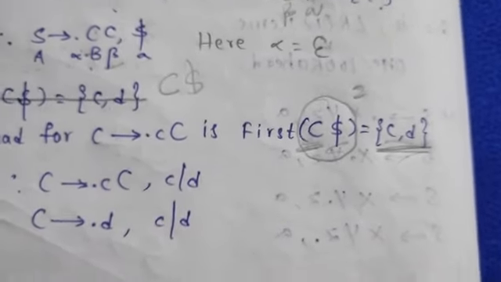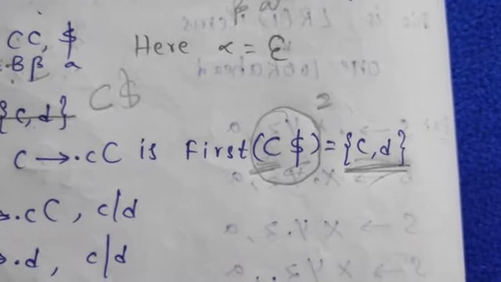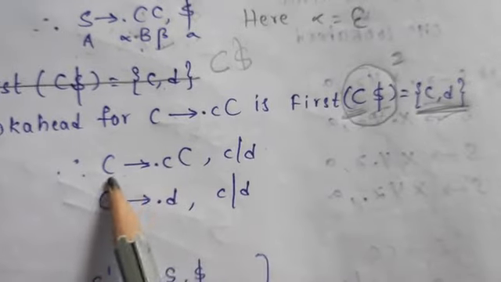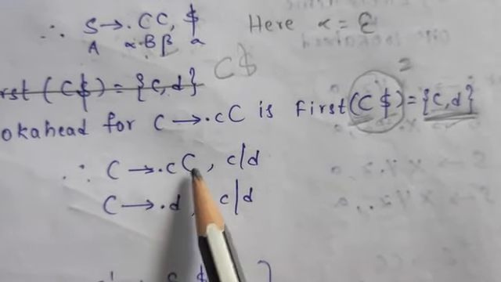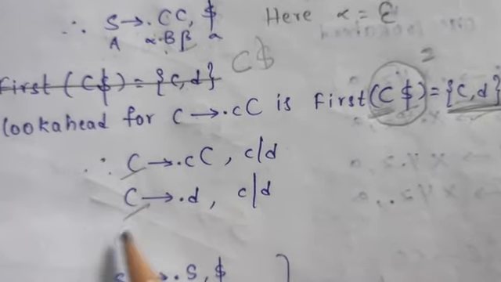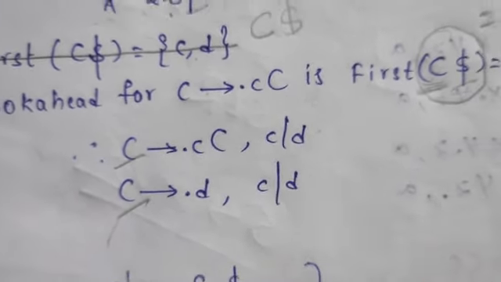That you already know from the construction of first for the grammar. On that basis we construct first of capital C as C comma D. That's the reason we place this C comma D as a lookahead for the remaining two productions. Why? Because the remaining two can start with capital C. For that reason we will place those two productions as C D.